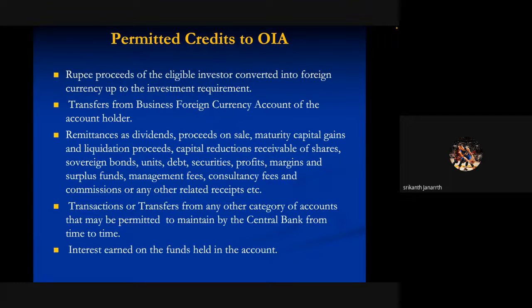And these are the funds you can transfer, the permitted credits. You can look at the credit: rupee proceeds of the eligible investor converted. So as an investor, if you don't have any other amount, you need to convert your rupees into whatever amount you want to buy Google shares, right? You have been permitted. You can transfer from your rupee account to the OIA to send the money.